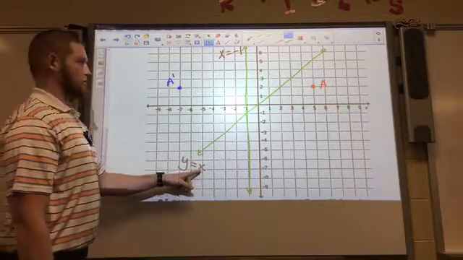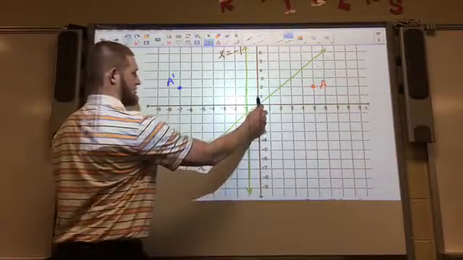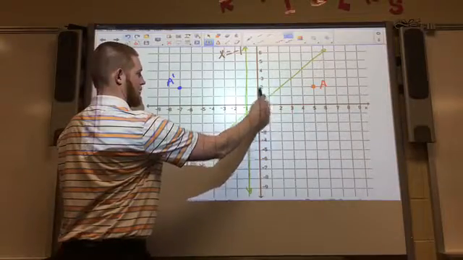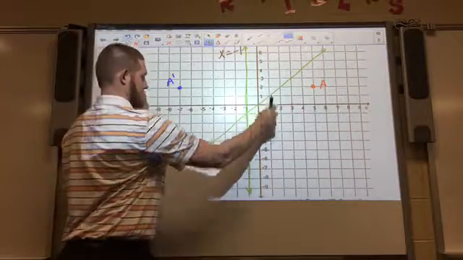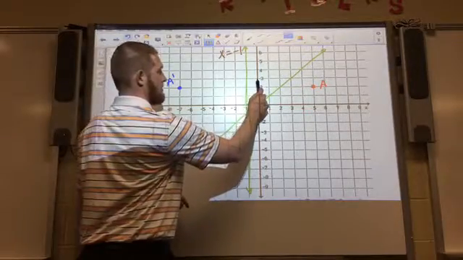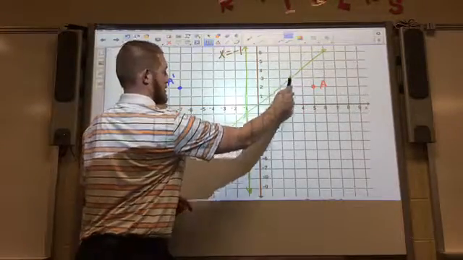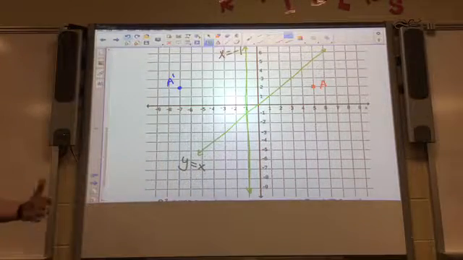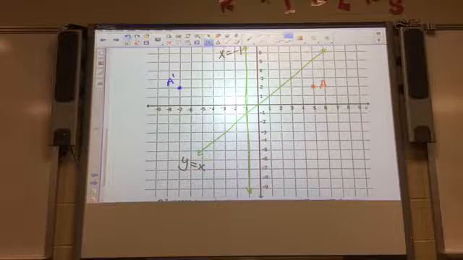X. So if y is 1, what's x? 1. If y is 2, x has to be 2, right? Because they're always the same. If y is 3, x is 3. Okay, if y is -99, x is -99. They're always going to be exactly the same.